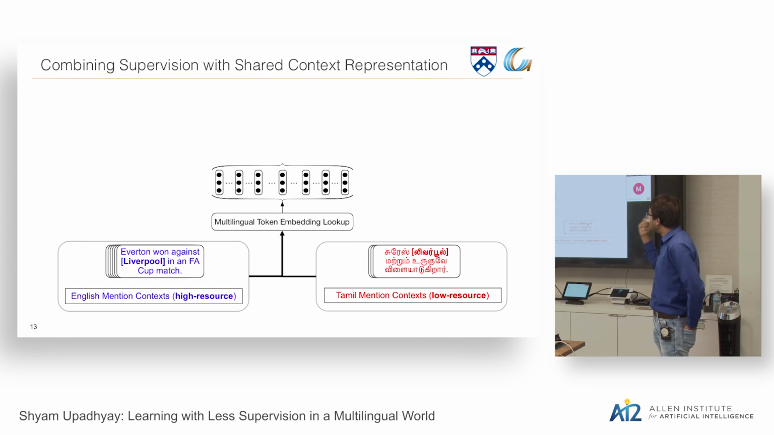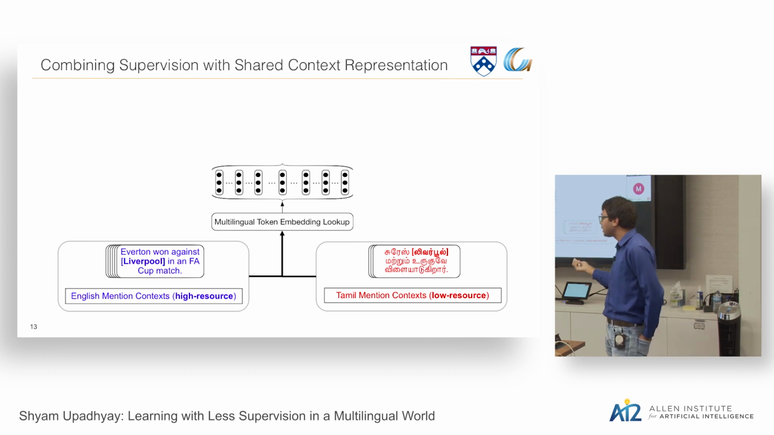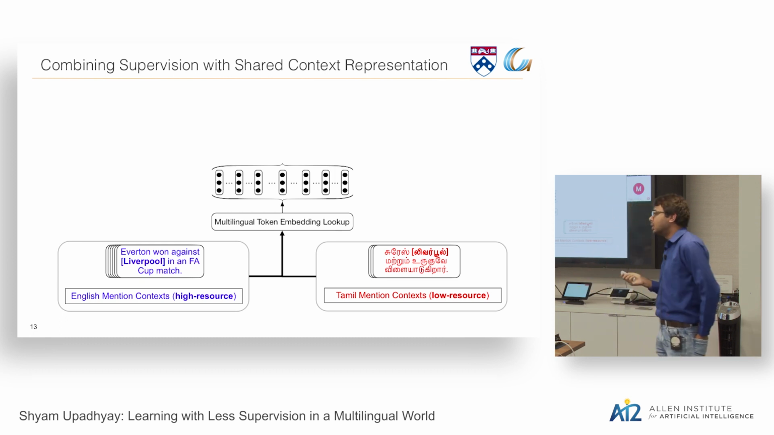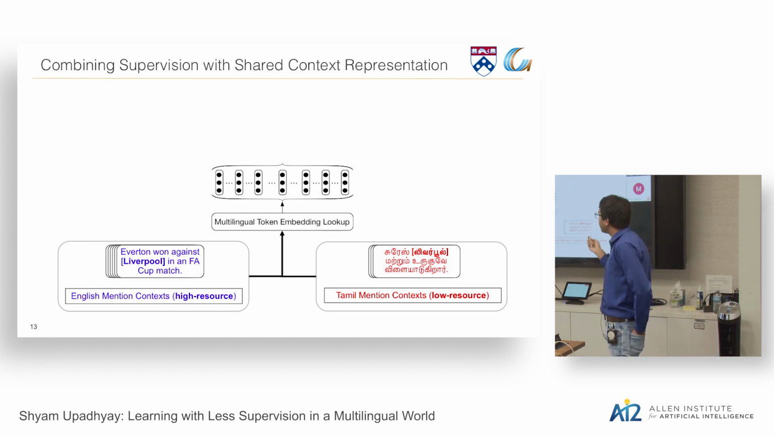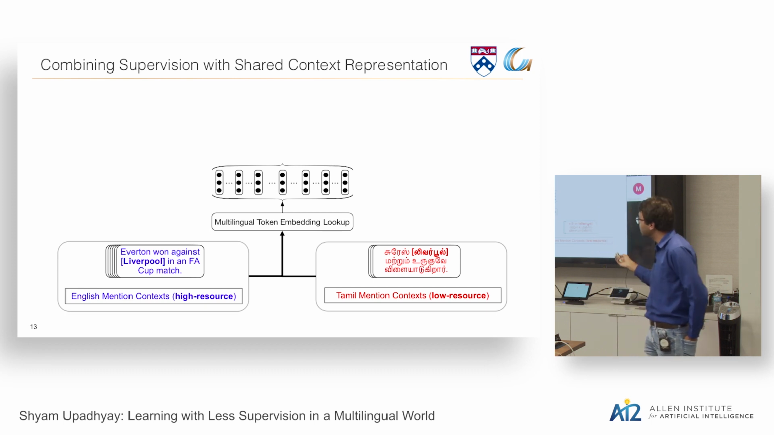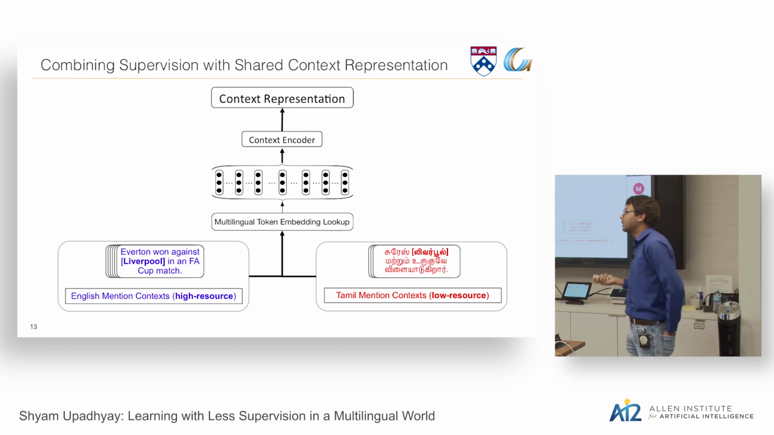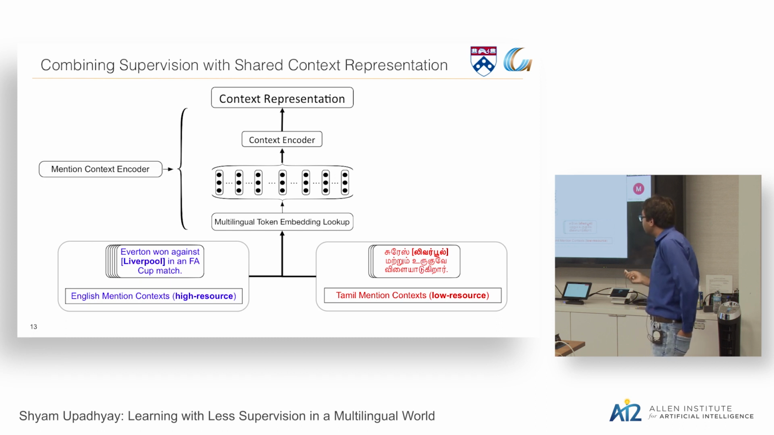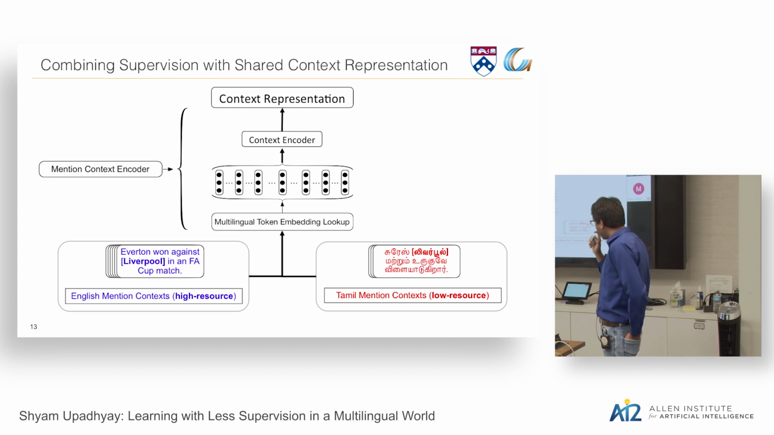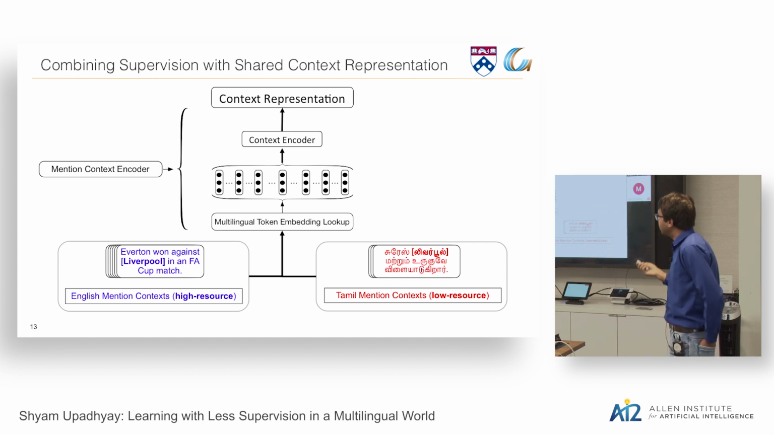More formally, the idea is to combine supervision in a high-resource language like English and a low-resource language like Tamil by first encoding the words that appear in the contexts of these mentions by projecting them through the multilingual embedding space into a shared cross-lingual space, and then learn the context representation that we'll use for entity linking on top of this. And in our model, we are going to achieve this by what we call the mention context encoder. All right, so let's see what this mention context encoder does internally.